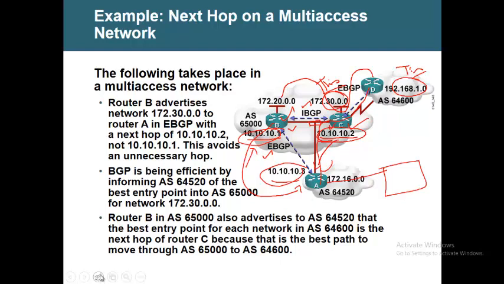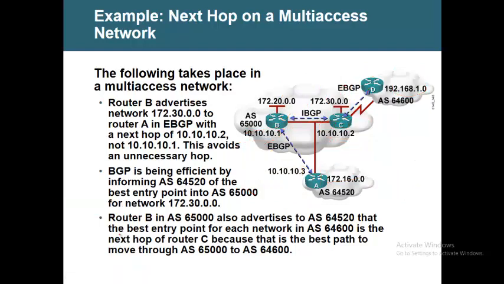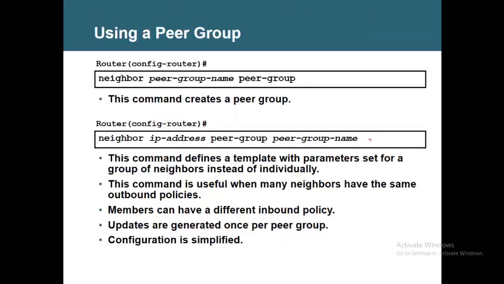So let me put it in another way. If you didn't understand what I said, if you see this one, this is plain and simple. BGP is efficient by informing this router about the best entry point to reach 172.30.10.0. So the best entry point is this way. And we saw this in the lab as well. Yes. Let us move on to the next topic.